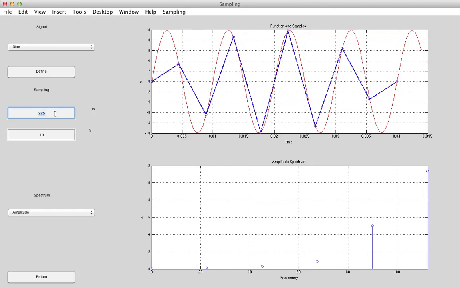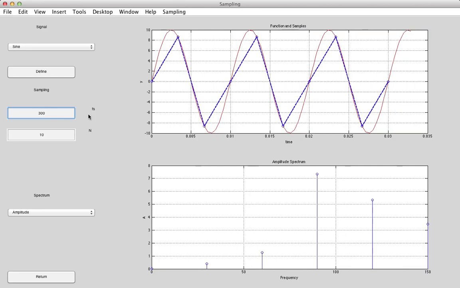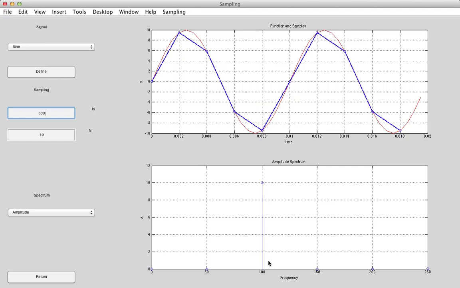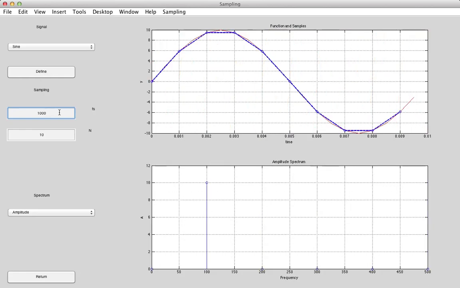But if we go even higher, let's try 300. Now we're starting to see our peaks gathering around the true frequency of 100 hertz. If we go even higher, let's see, 500. Now we get one solid peak at 100 hertz, telling us we've captured this wave. We believe it's only one sine wave at a frequency of 100 hertz. And if we keep going even higher, 1,000, you see again, between a possible range of frequencies from 0 to 500, which is half of our sampling frequency, the best guess is an amplitude of 10 at a frequency of 100 hertz. And right now we're definitely capturing our input frequency.